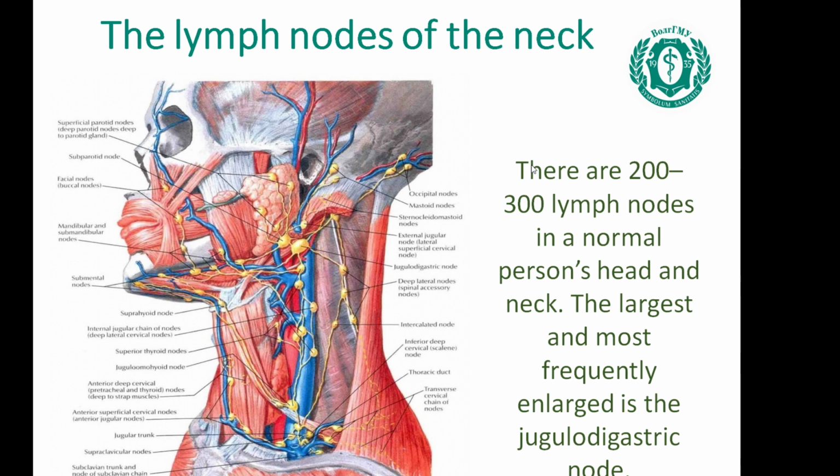Then, let's talk about the lymph nodes of the neck. There are from 200 to 300 lymph nodes in a normal person's head and neck. The largest and most frequently enlarged is the jugular digastric node.